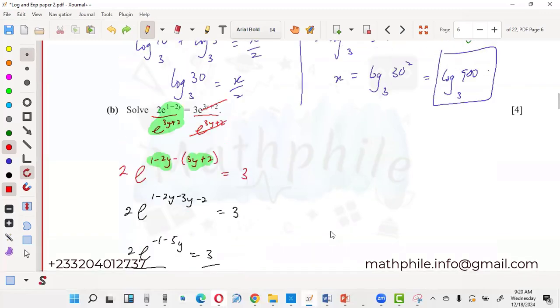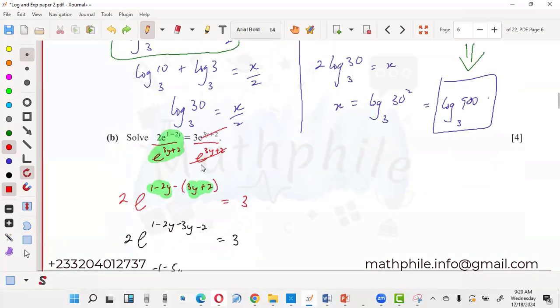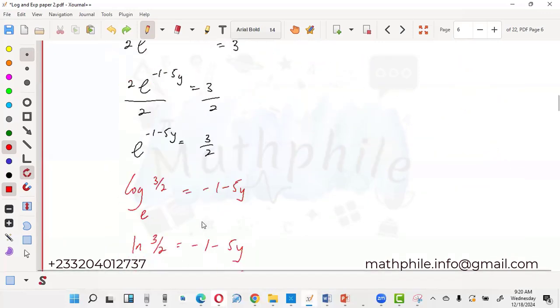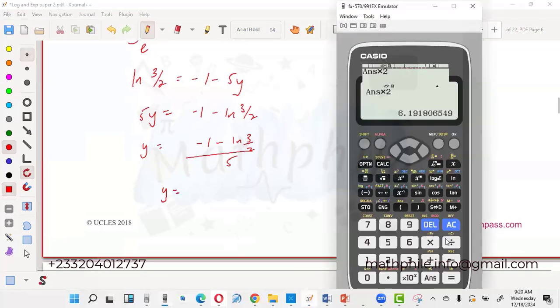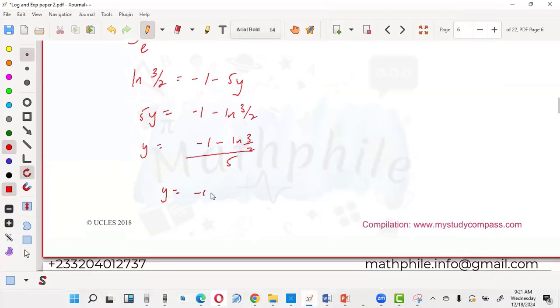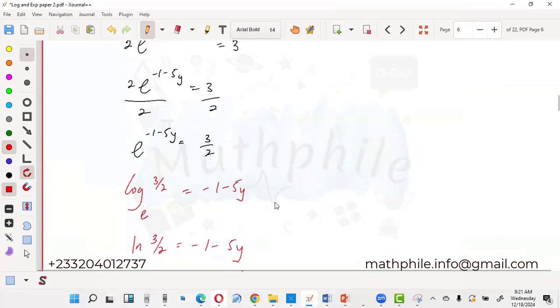Yes, sir. Okay. So let's see if the calculator can actually solve this. I doubt it. Let's type this on the calculator and see what we get. So y is equal to negative 1 minus ln 3 over 2, over 5. Say negative 0.28 something. This is 0.281, that is if I didn't do anything wrong.